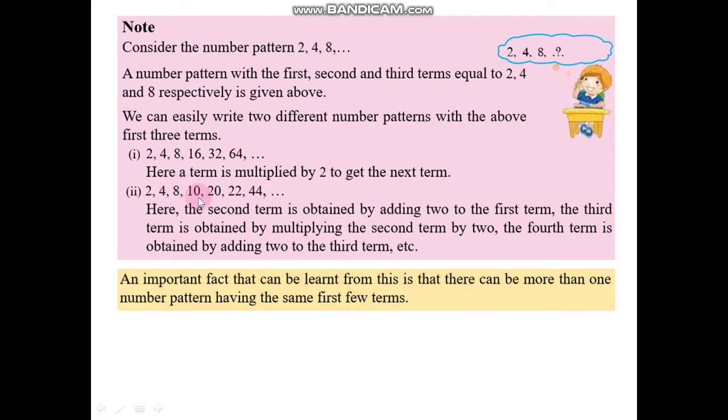Okay. An important factor that can be learned from this is that there can be more than one number pattern having the same first few terms. Keep it in mind. Okay. Only if the first 3 terms are given, we cannot decide the rest of these terms, because more than one number pattern can hold the same first 3 terms.